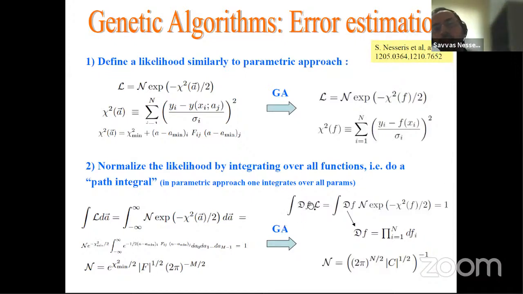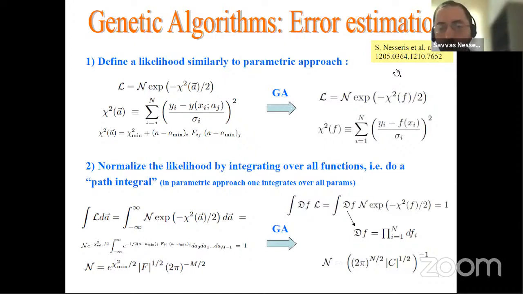In the genetic algorithm, we need to integrate over all the possible functions. And integrating over functions is practically a functional integration, which in physics language is what we call in field theory a path integral. In this case, you cannot just integrate your likelihood analytically over all the functions. You have to do this path integral. We have the details in the paper.